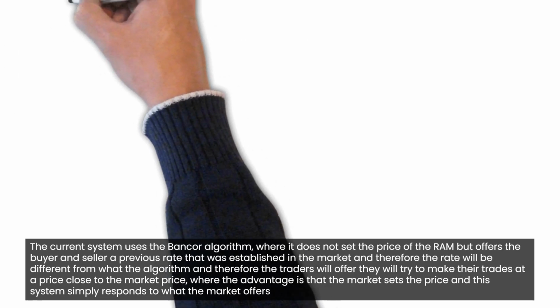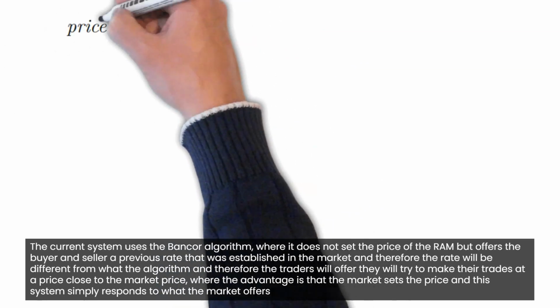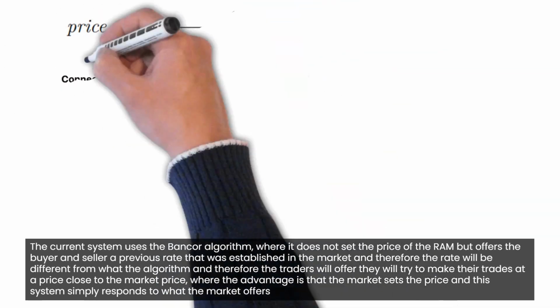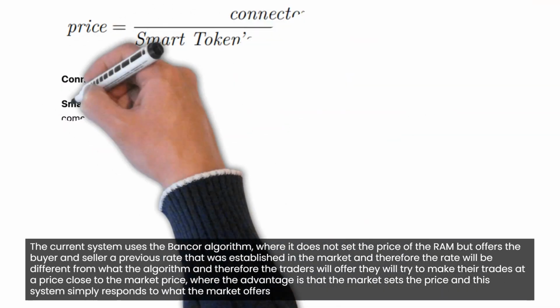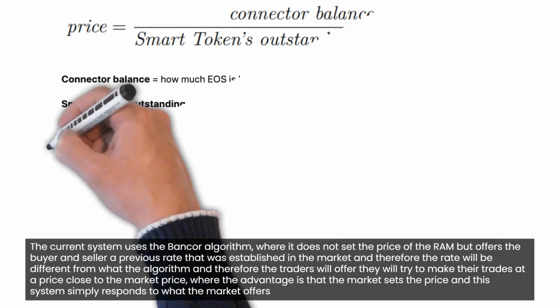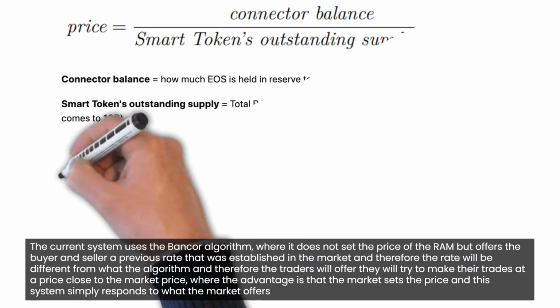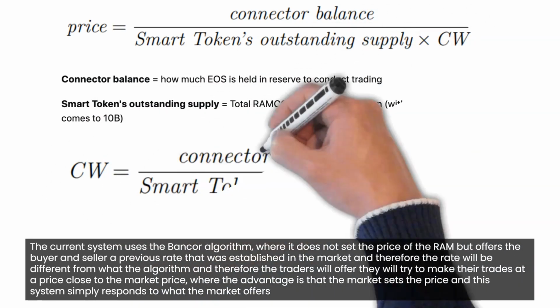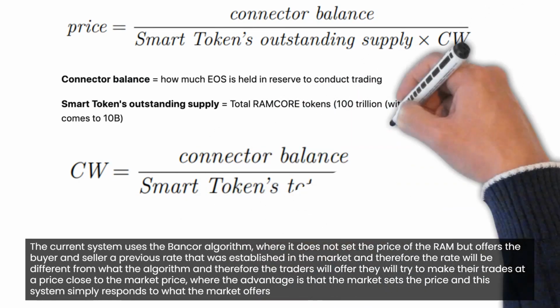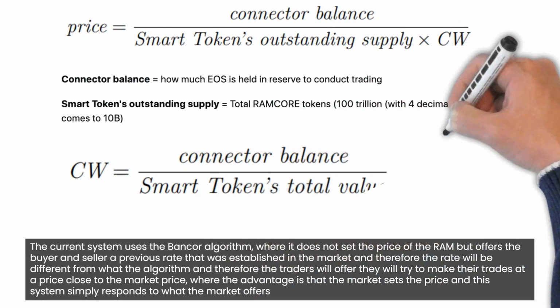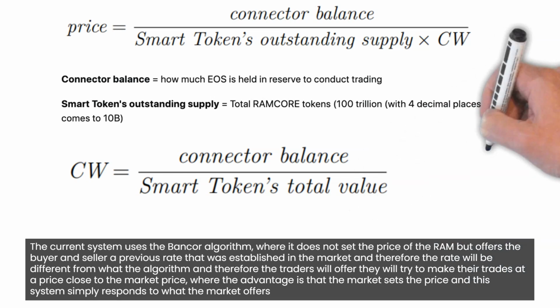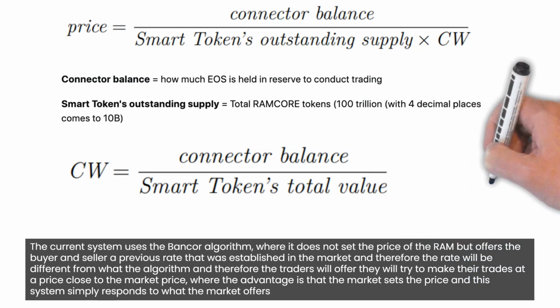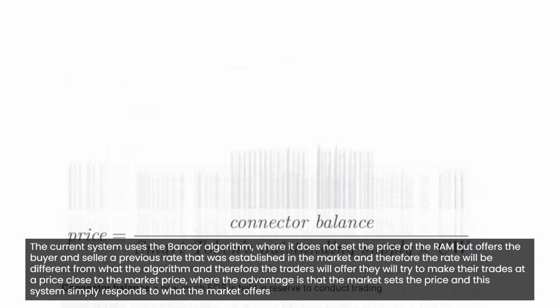The current system uses the Bancor algorithm, where it does not set the price of the RAM but offers the buyer and seller a previous rate that was established in the market, and therefore the rate will be different from what the algorithm, and therefore the traders, will offer. They will try to make their trades at a price close to the market price, where the advantage is that the market sets the price, and this system simply responds to what the market offers.